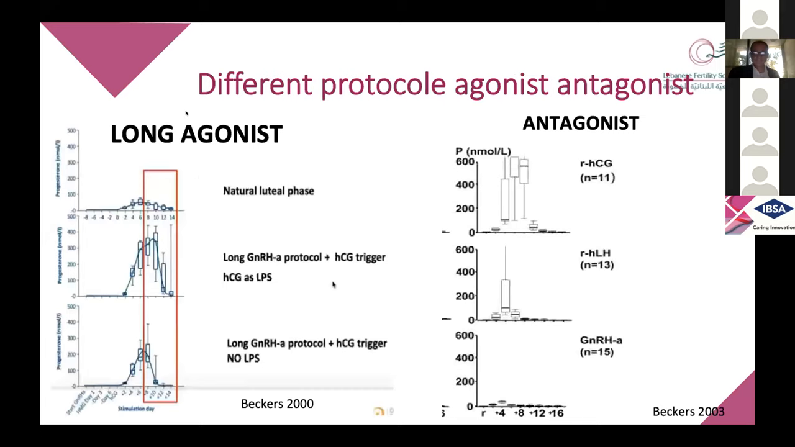When you use your long agonist protocol, this is the natural luteal phase. With the long agonist protocol, you have a decrease of the progesterone. And if you don't give progesterone, you will have a quicker decrease of your progesterone. In the antagonist protocol, if you stimulate with HCG, there is more progesterone, and it will decrease later. If you use recombinant, you will have a decrease very early. And if you use nothing, you use only LH, you will have a very low increase of progesterone. You see the difference, and also with an antagonist, we have the same problem. So there is a lack of progesterone.